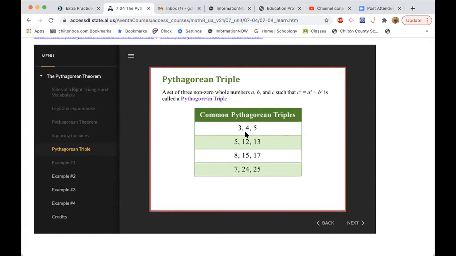Or I could multiply them all by 3 and get 9, 12, 15. Or I could multiply them all by 5 and get 15, 20, 25. Or I can multiply them all by 10, which is what the football video that you should have already seen did. It multiplied them all by 10 and got 30, 40, 50. That is a Pythagorean triple. If you memorize Pythagorean triples or any multiple thereof, and you see one of these, you don't even have to use the Pythagorean theorem to get your answer. And I'm going to show you a video to help you remember these Pythagorean triples as well.